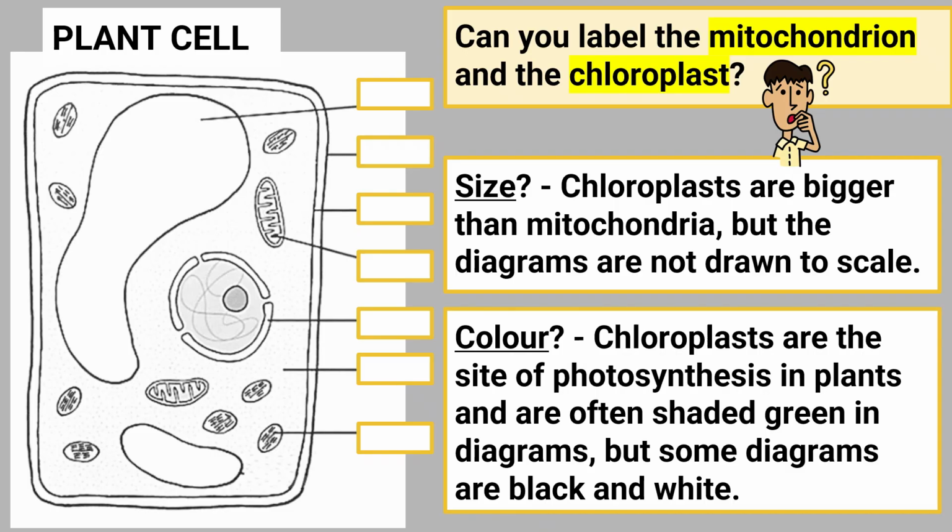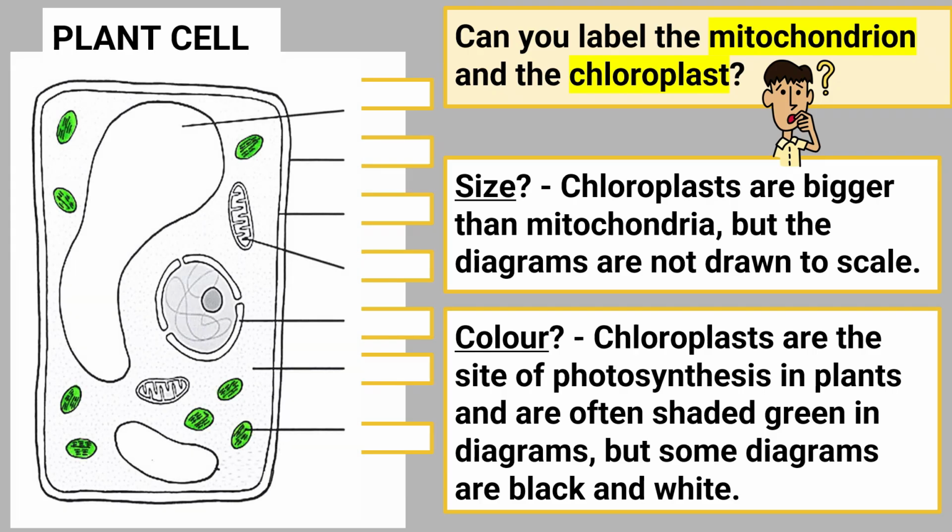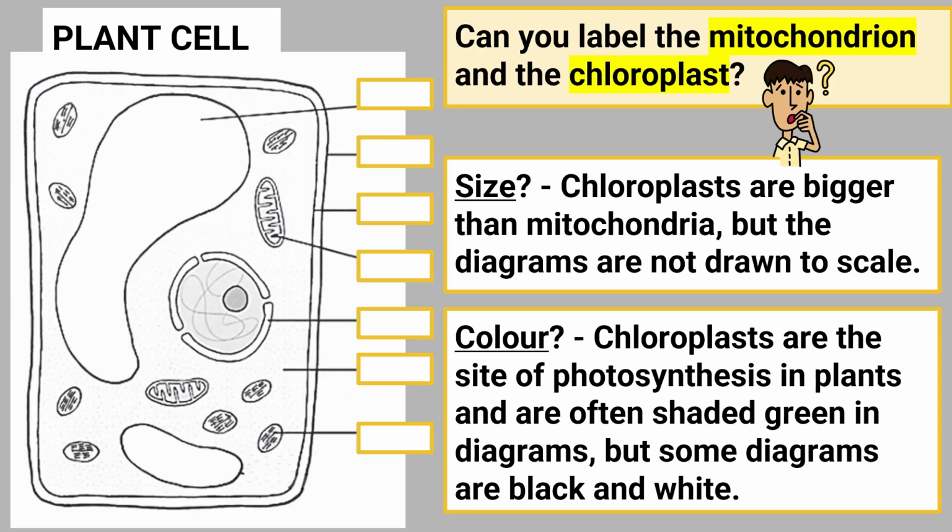In terms of color, chloroplasts are the site of photosynthesis in green plants, and they contain the green pigment chlorophyll. Thus, chloroplasts are often shaded green in diagrams. But what if the diagram is drawn only in black and white, like this one? Let's look at the structures of the organelles.